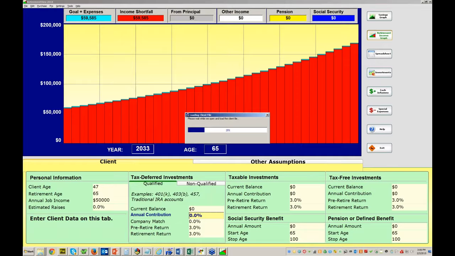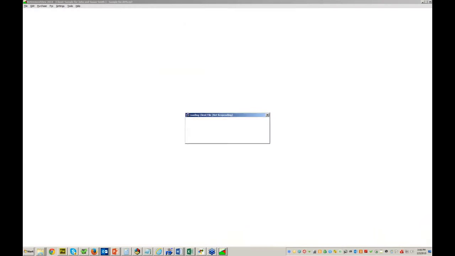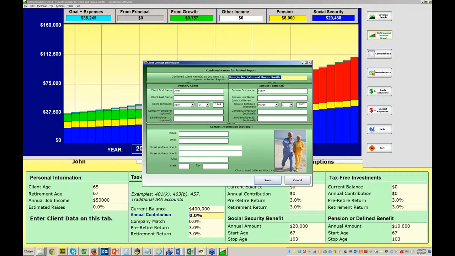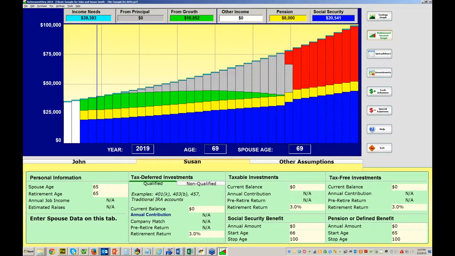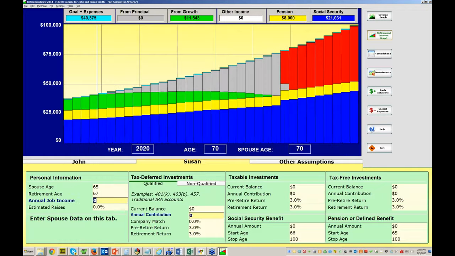All right, so we have their names and birth dates. We already put that in. And actually, just to make the illustration simpler, I'm going to make them the same age. Yeah, let's just make them the same age. It just makes it slightly less complicated. Okay, so 65. Let's say Susan's retiring at the same year as John. We got Susan and John here.